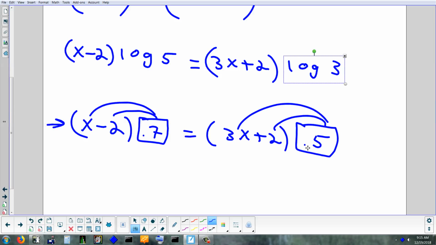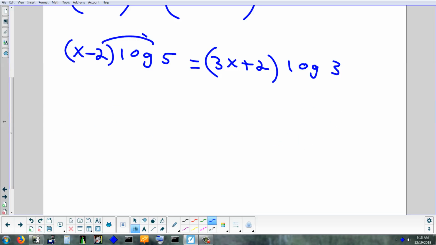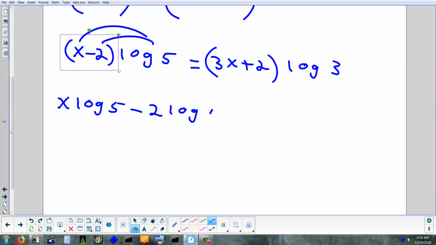So this is where we're going to start to see the word log written a lot of times. But remember, it's just a number. We're just not writing what it is right now. Right, so let's distribute that up. So we have x log 5. Copy down the minus 2 log 5. So that's the part on the left.